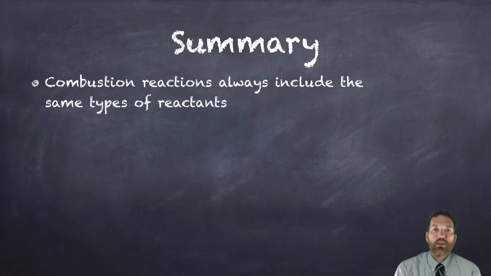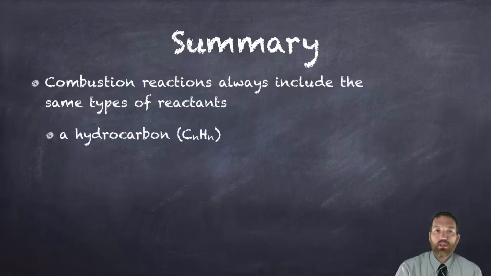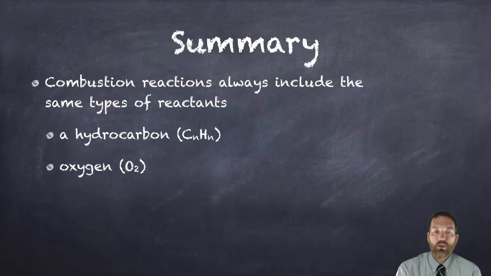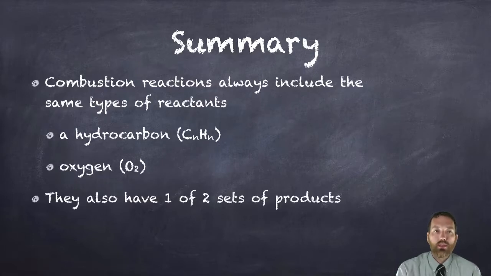So a combustion reaction always includes the same types of reactants. You have a hydrocarbon, which is some unknown number of carbons. That's what the N stands for. I have N number of carbons. It doesn't matter. Plus N number of hydrogens. Again, it doesn't matter. Sometimes you can throw an oxygen in there and it's still a hydrocarbon. Well, it would not technically be a hydrocarbon, but it still could be an organic compound that's combustible. And the other reactant, of course, is oxygen. We need some sort of carbon reacting with some sort of oxygen.